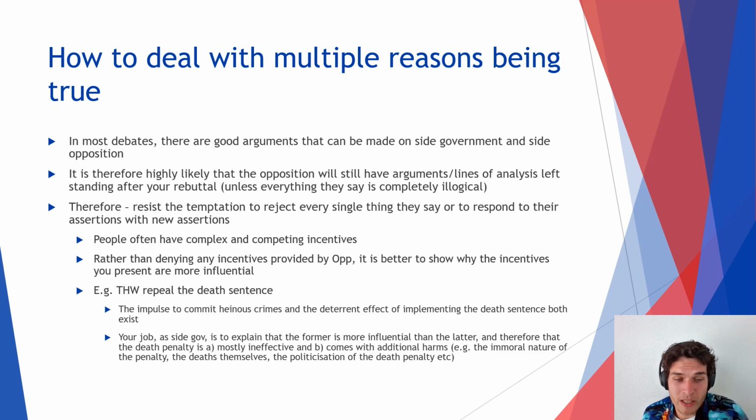Side opposition will instead probably focus on stuff like, for instance, white-collar financial crime, and articulate why this is likely to deter or likely to encourage a lot of people to commit financial crimes and fraud. Now, it's kind of difficult on side government, again, to fully rebut this argument. You can make it less likely, you can make it smaller, you can make it less impactful, but you can't just deny the fact that some people are likely to change their behavior.